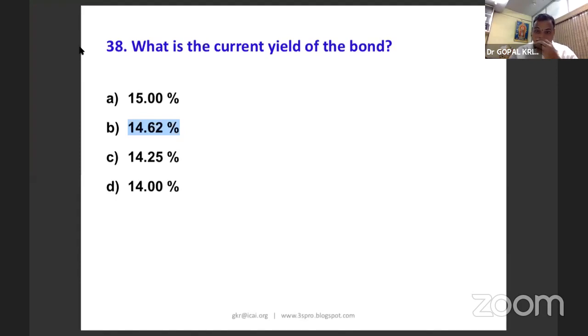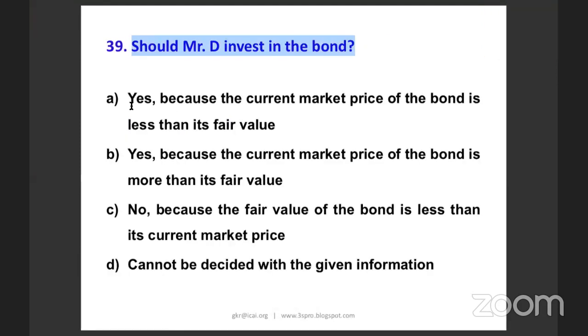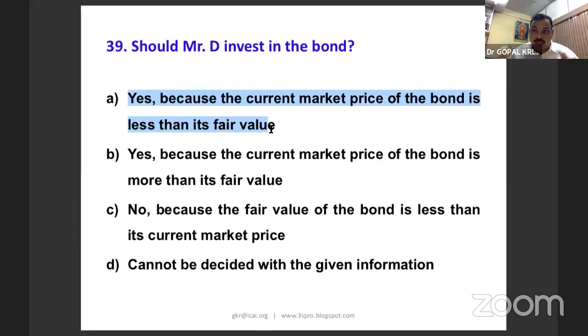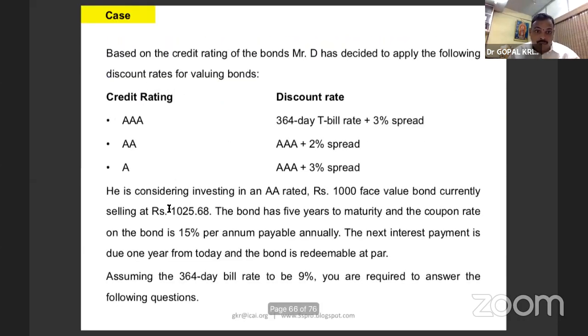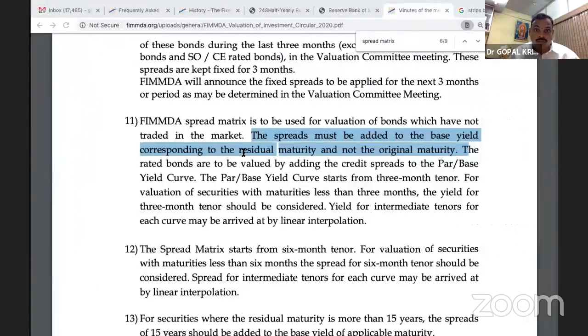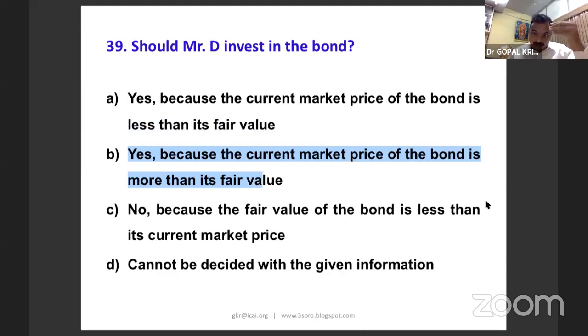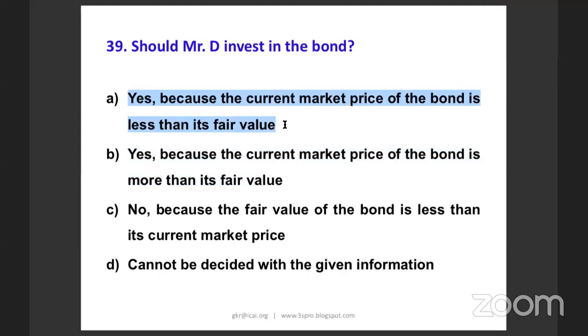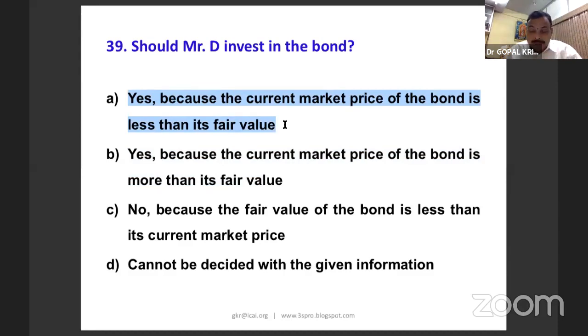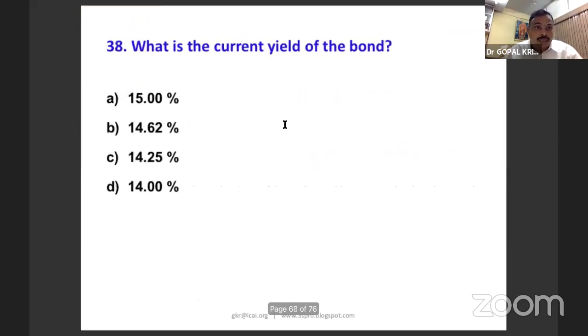Now please answer this next question. Should Mr. D invest in the bond? Yes, because the current market price is less than fair value. The current market price is 1025, lesser than the fair value. What is the fair value? 1034. That is correct. Current market price more than fair value is not correct. Current market price is less than fair value. So the answer is A, 39A. Cannot be decided, no, is not the answer. Please be careful with such kind of questions.